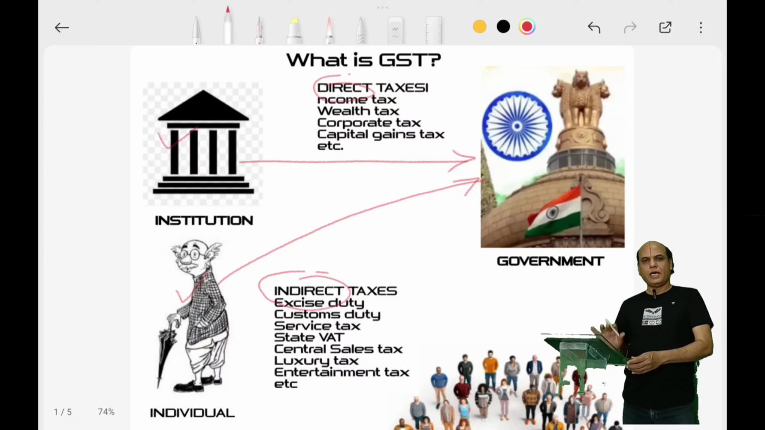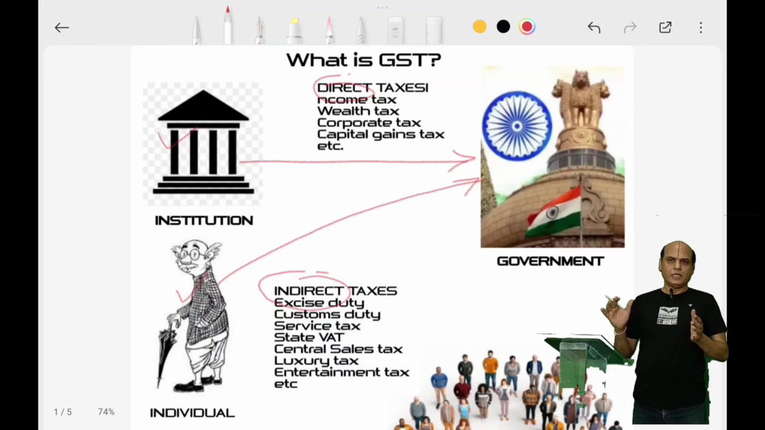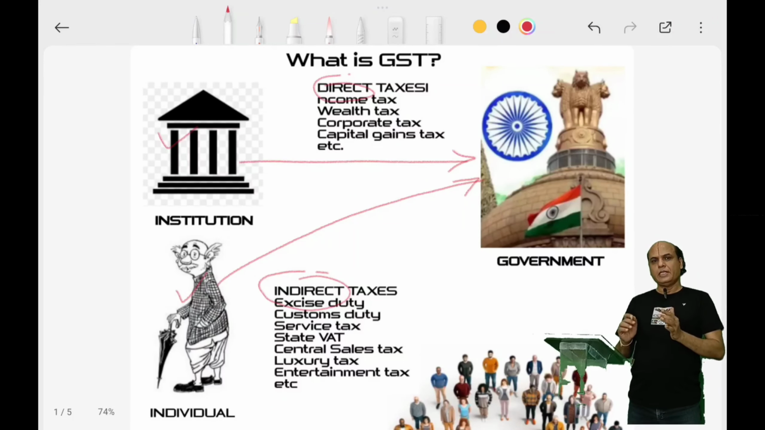Like for example, ICICI Bank is an institution. So every year they earn a profit. For the earned profit, they are supposed to pay tax to the government. They will pay this tax as corporate tax directly to the government. So that is a direct tax. That is called corporate tax.